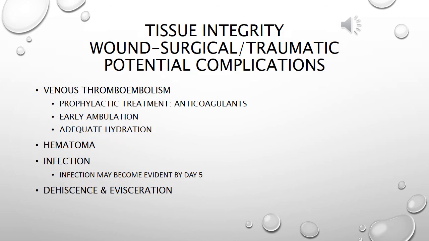In the concept tissue integrity and the exemplar wound, surgical traumatic, there are potential complications. A potential complication is venous thromboembolism. There are serious potential venous thromboembolism complications of surgery, which include deep venous thrombosis and pulmonary embolism. Prophylactic treatment is common for patients at risk for these, and low molecular weight or low-dose heparin and low-dose warfarin are other anticoagulants that may be used.